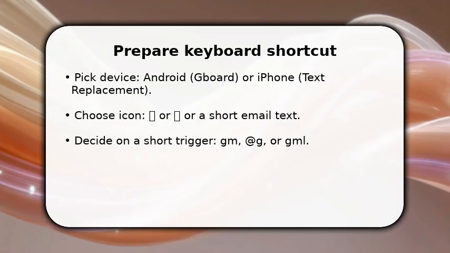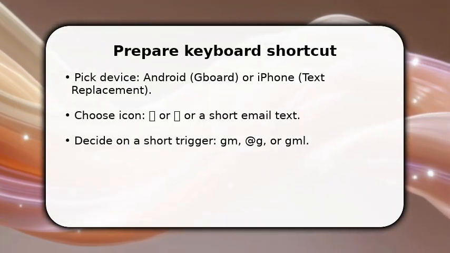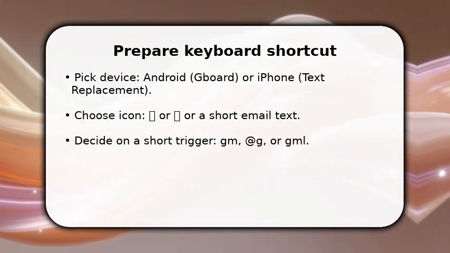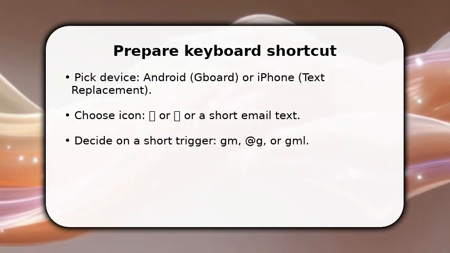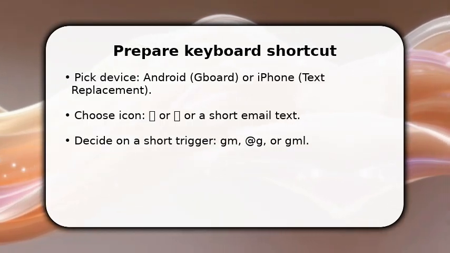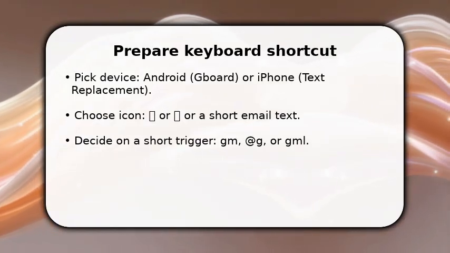You start by deciding which platform you use and what the Gmail icon will be. On Android, you'll use Gboard's personal dictionary, and on iPhone, you'll use text replacement. Once chosen, pick a compact trigger like GM or @G so it's quick to type. Make sure the icon you want is copied to clipboard first. Use the envelope emoji, email, or a small Gmail text.